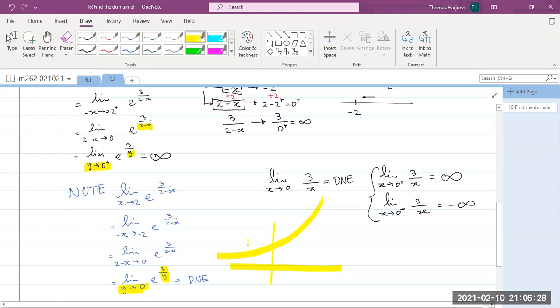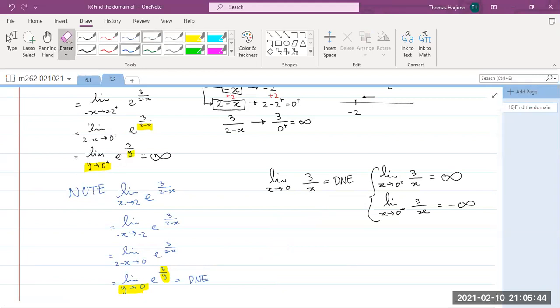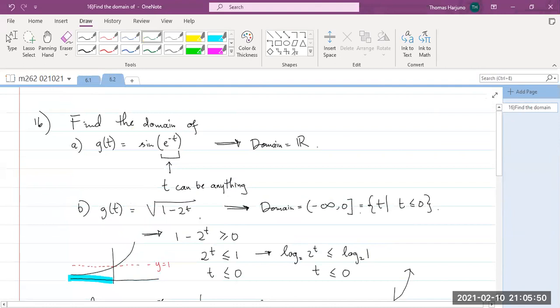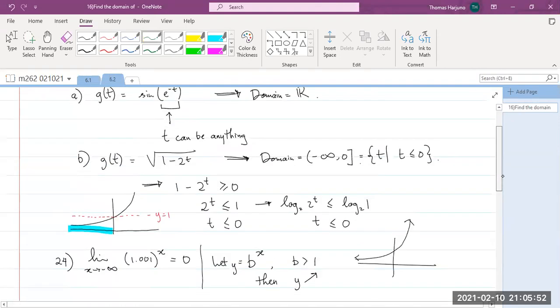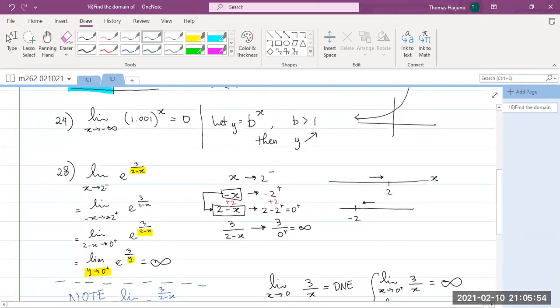E to the negative infinity is 0. But anyway, the left-hand limit and right-hand limit are not the same. Therefore, the limit going to 0 does not exist. Oh, okay, that's why they have to put that approaching 2 from the left-hand side or from the right-hand side. Right. I think I understand a little better.